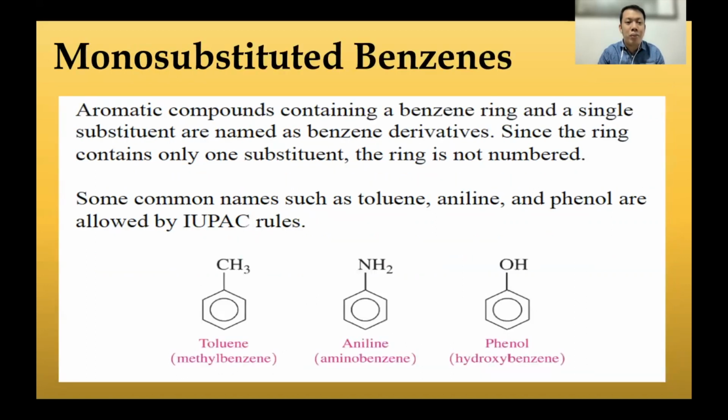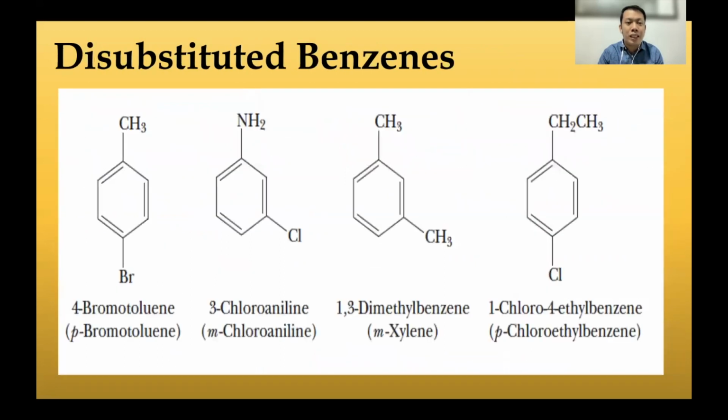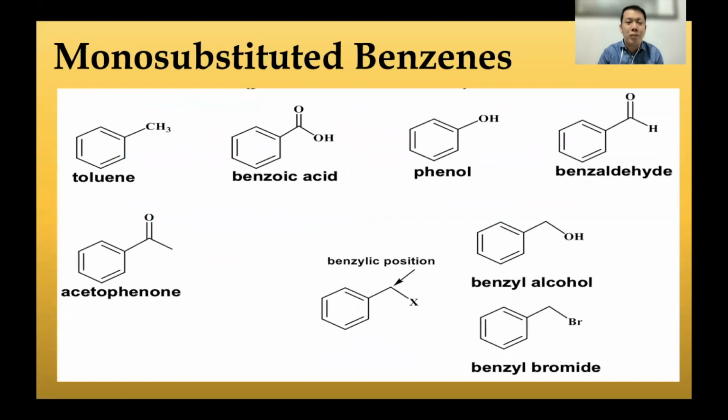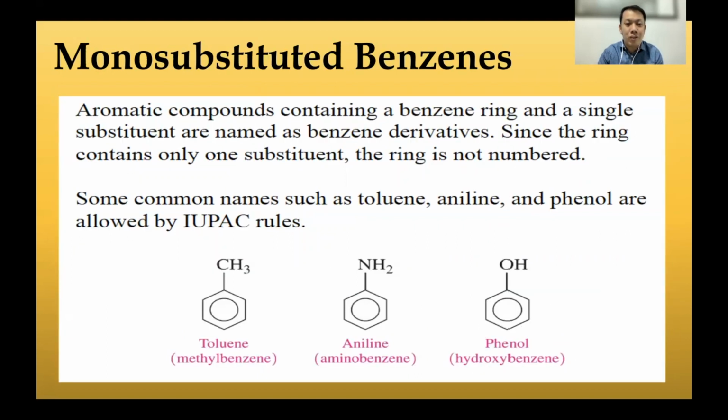So let us talk about monosubstituted benzene. Monosubstituted benzenes are aromatic compounds containing a benzene ring with a single substituent, and are named as benzene derivatives. Since the ring contains only one substituent, the ring is not numbered. You have to take note of this because there are two other types: the disubstituted benzene and the polysubstituted benzene. So let us talk first about monosubstituted benzenes.